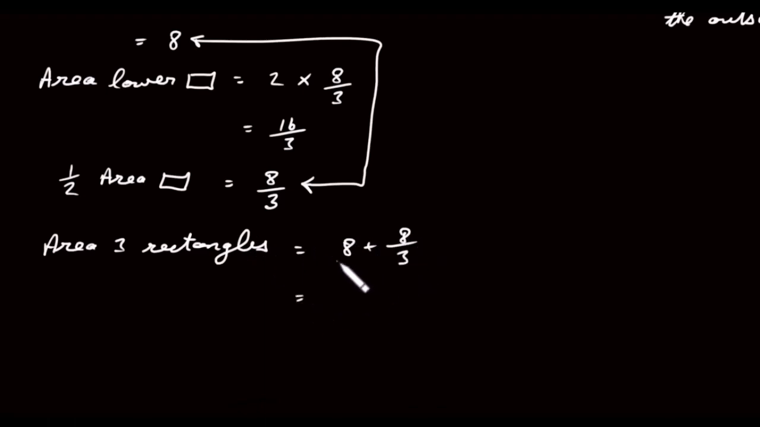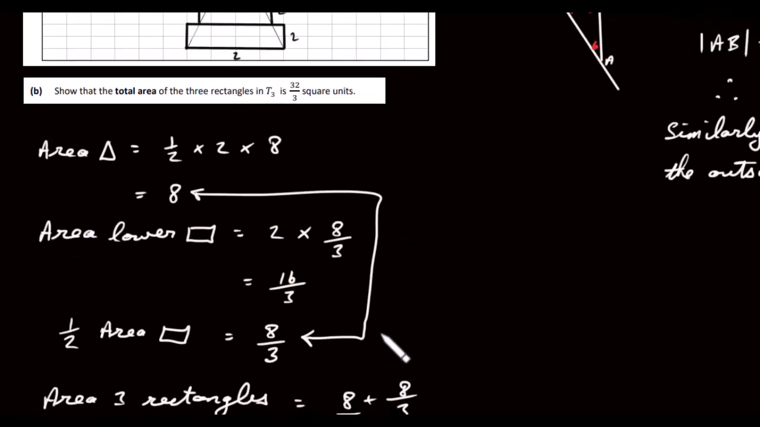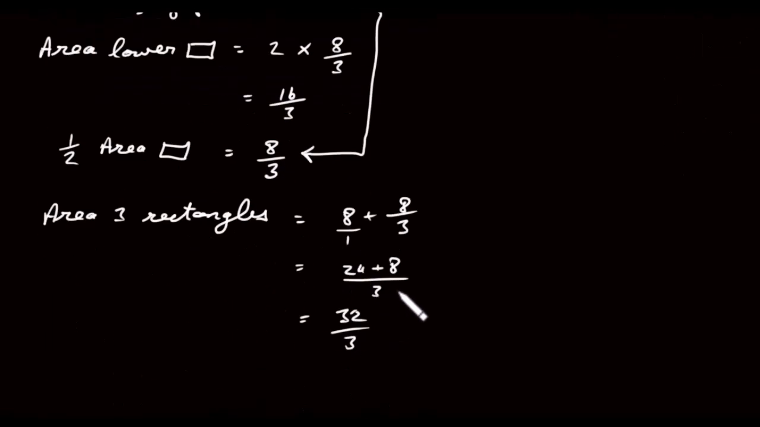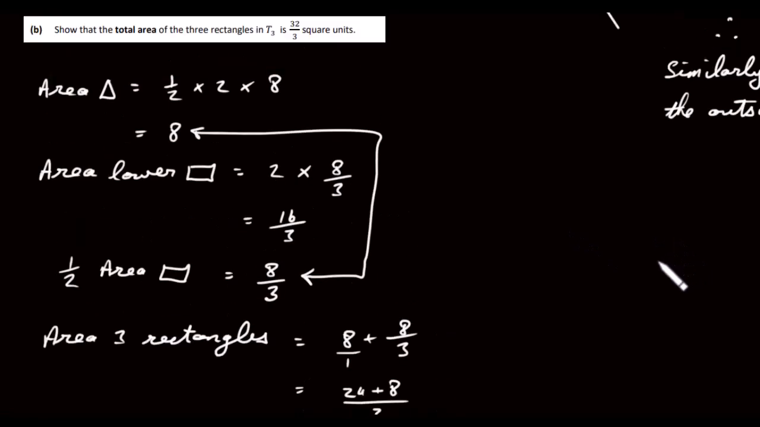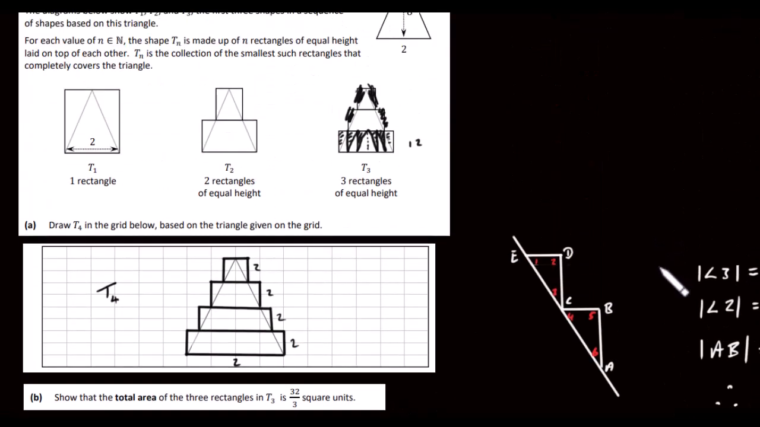So that'll give me 8 over 1, 3 eighths is 24, plus 8, which is 32 over 3. I think that's what they said, yeah, 32 over 3 units squared. So that's it. That's the first method anyway that I did. Let's have a look at another way of doing this.